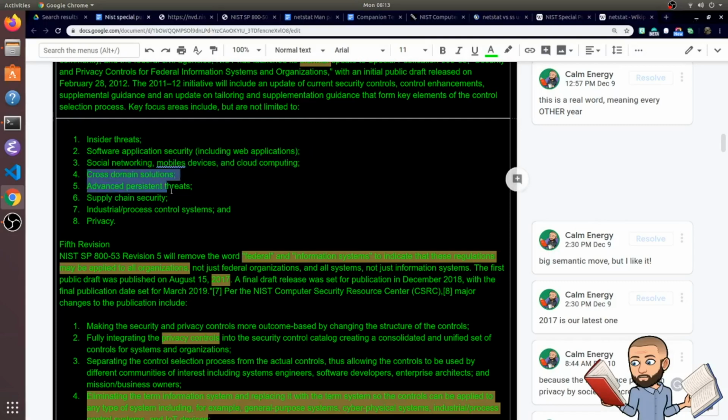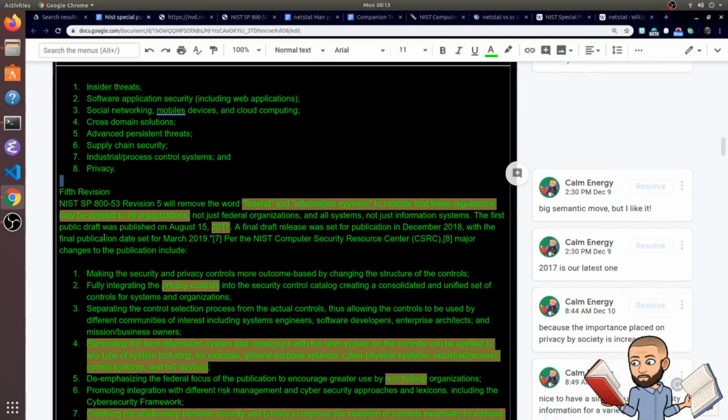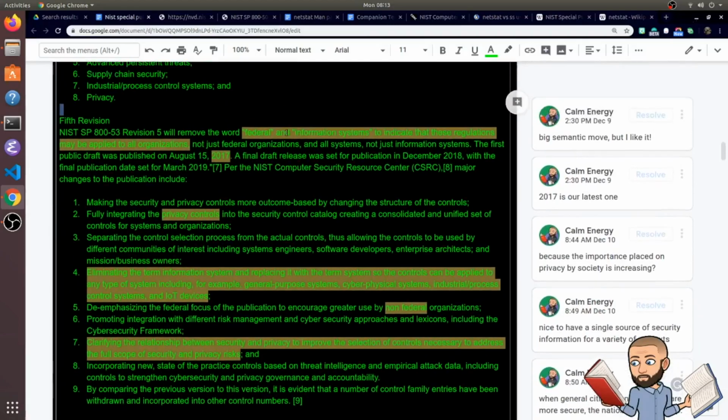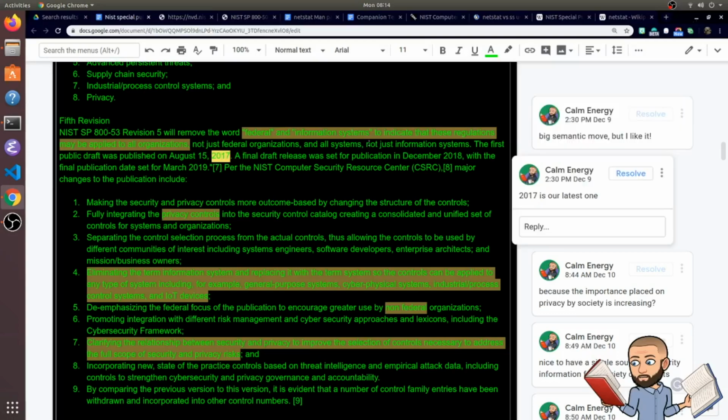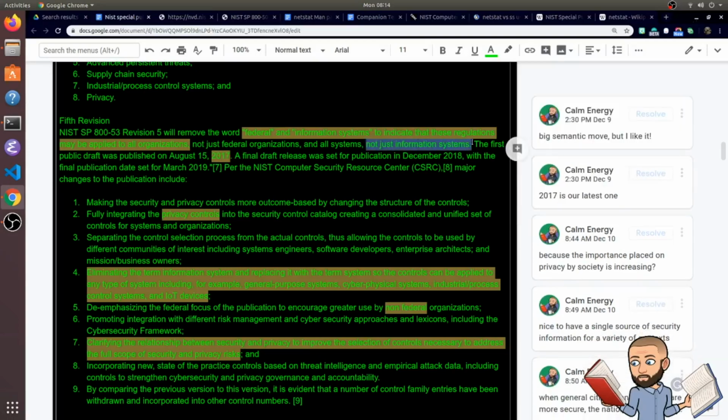But the other areas: cross-domain solutions, advanced persistent threats, supply chain security, industrial process control systems, so SCADA stuff, and then privacy. There's a fifth revision that really got me going. They make a big semantics move here by taking the words federal and information systems, simply removing them, so everybody knows that these regulations can be applied to anyone and any system, not just information systems.